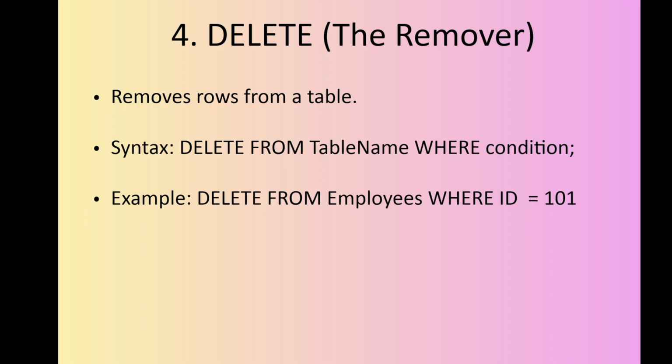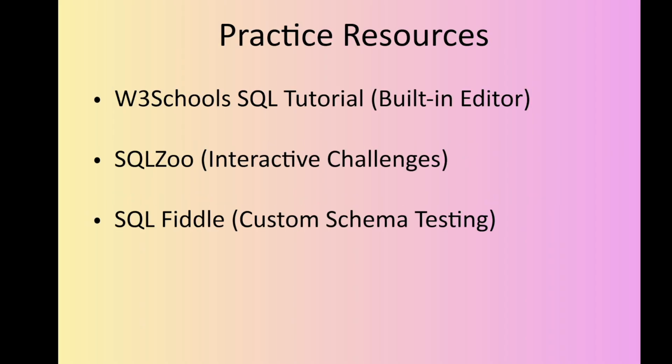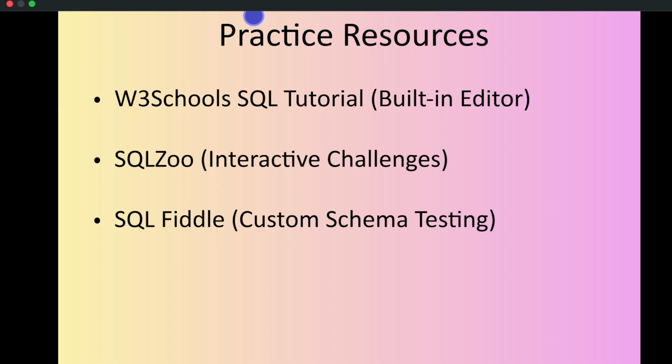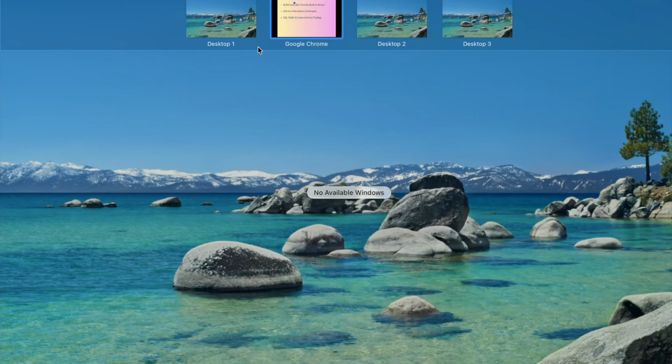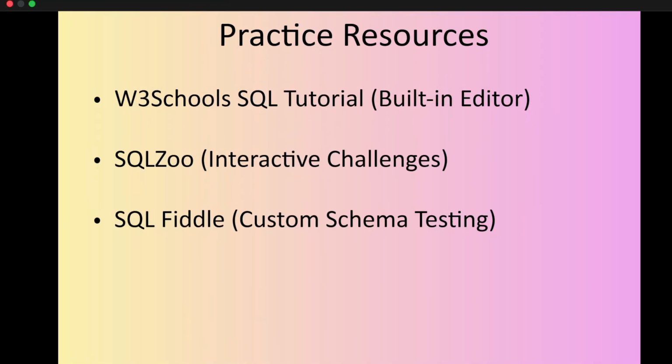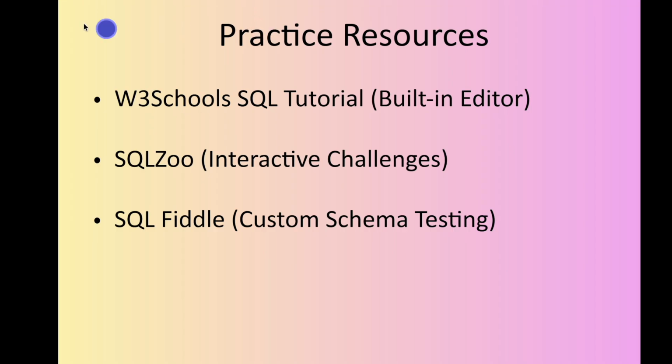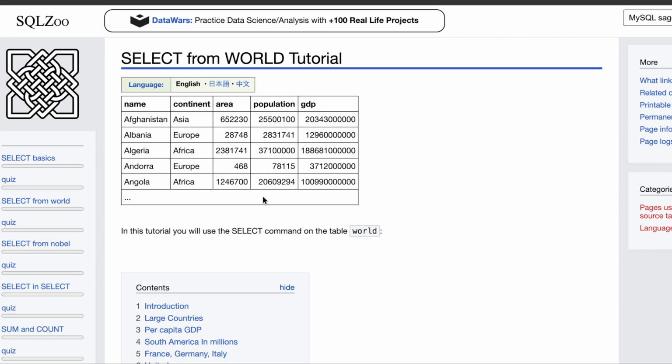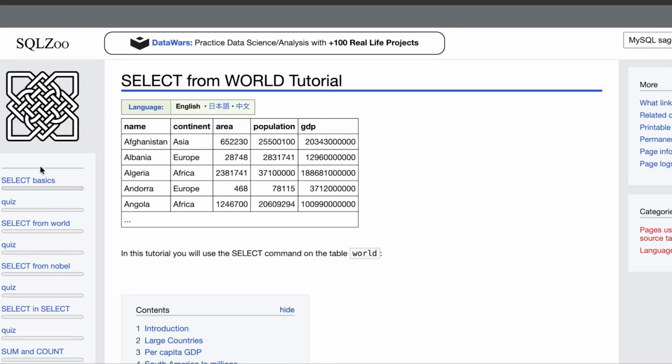So these are the four DML commands, and now I've listed some practice resources here, but we are going to go to the SQL Zoo. This is something I found out recently, and let's use that. So let's look into this. So what do we have here? We have a select. This is a fun way of learning SQL.